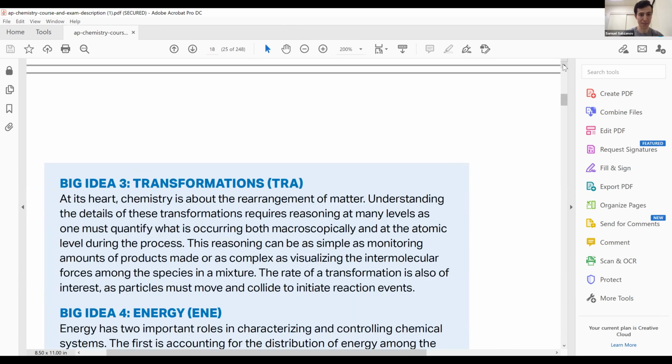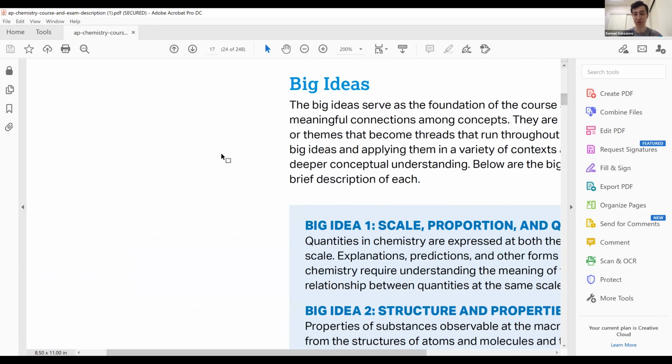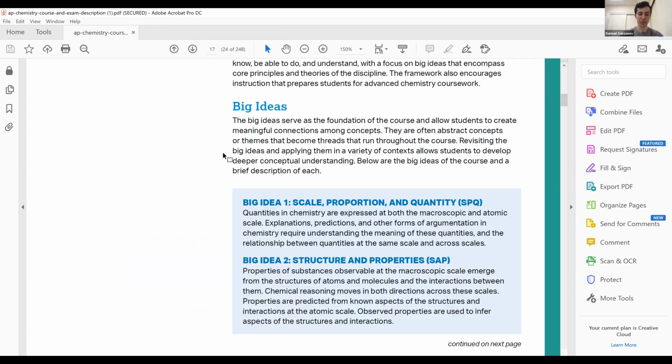We're going to be going through a couple of different chemistry overviews of what the course is going to cover, and we're also going to be reviewing some material. The first main content section on your AP chemistry exam is chemistry in terms of scale, proportion, and quality. As it says here, big idea one.